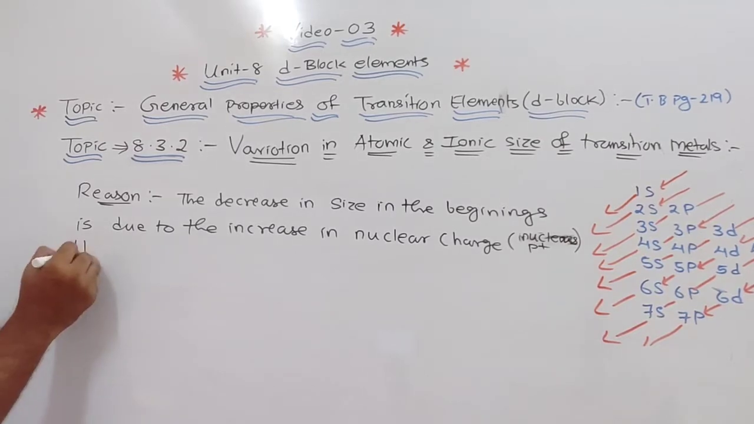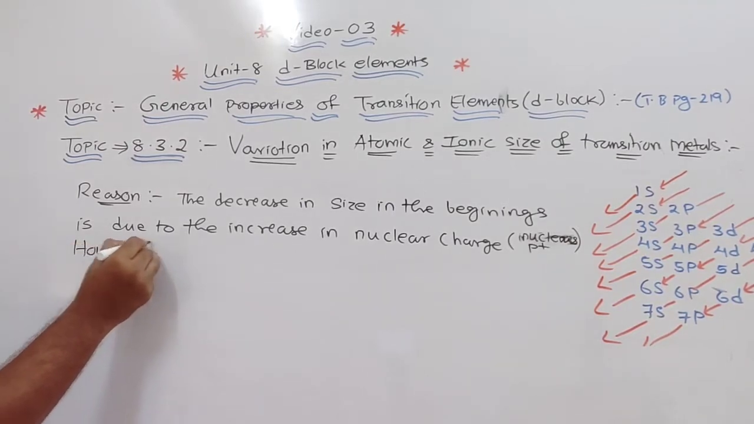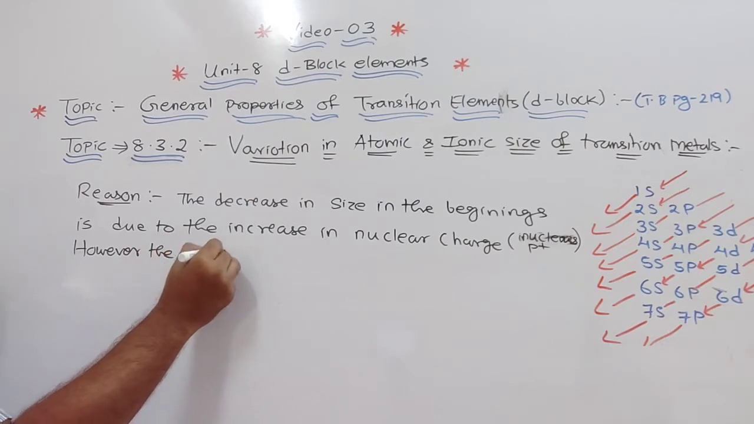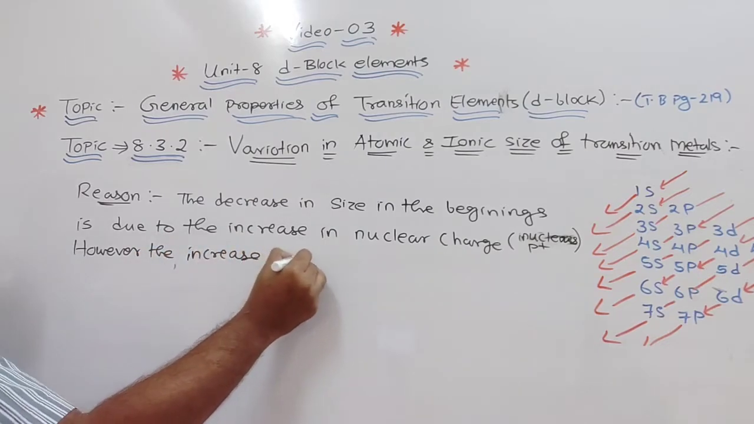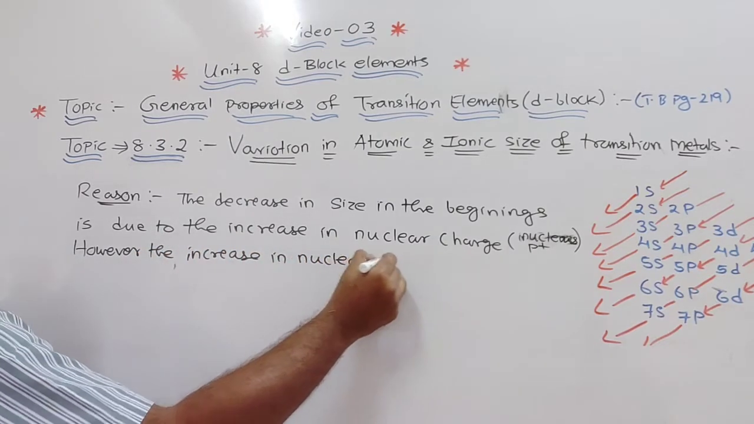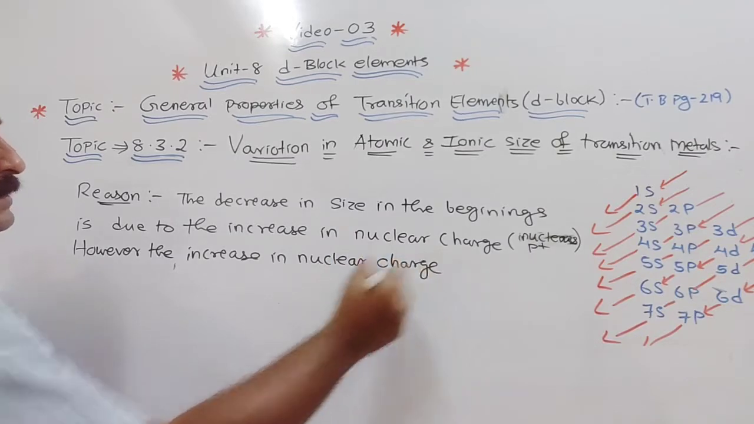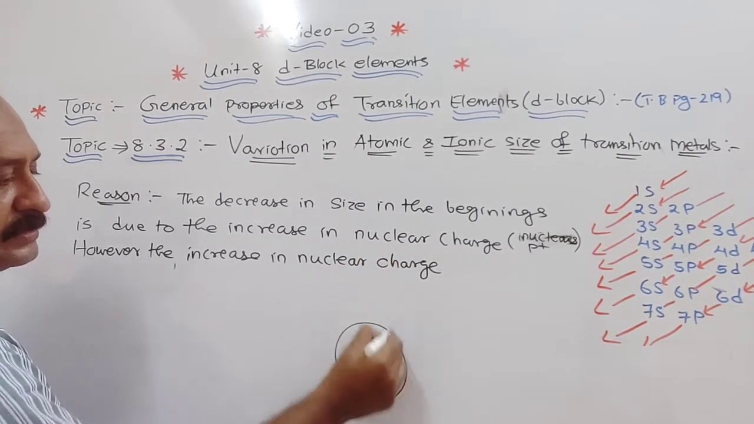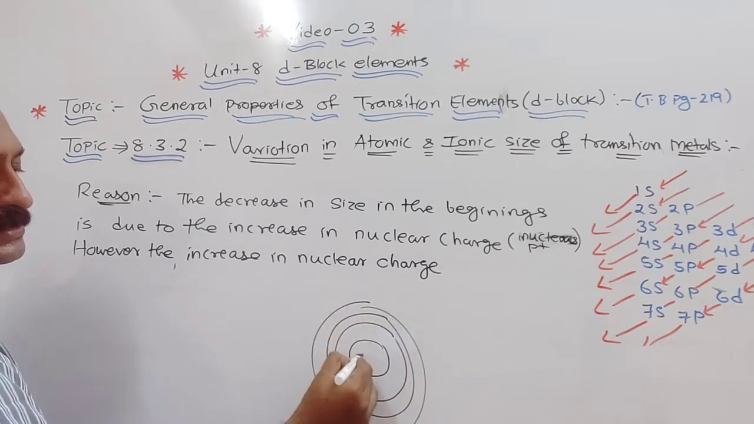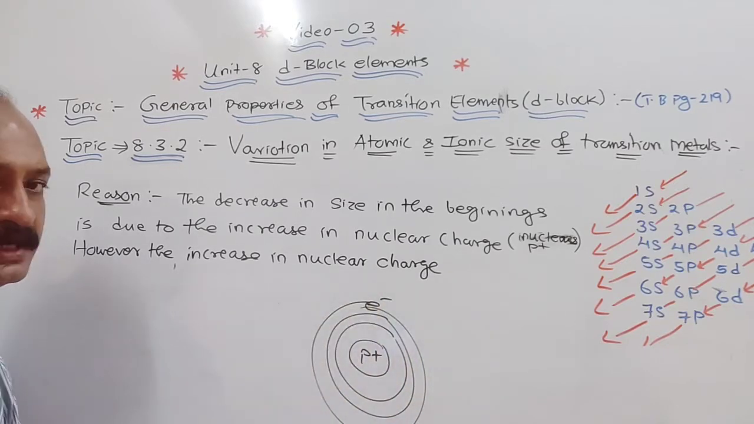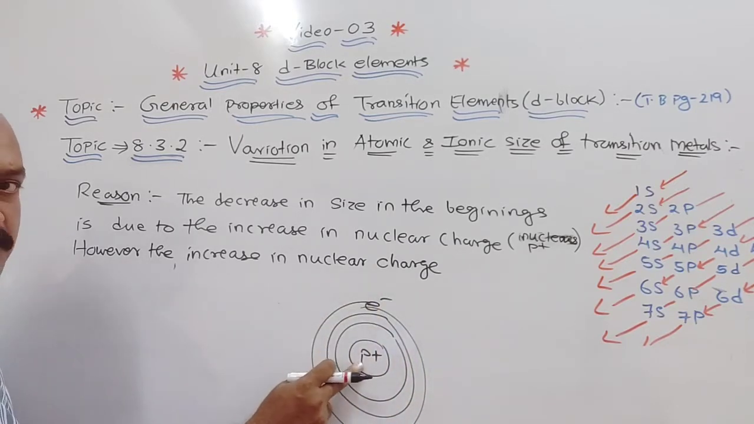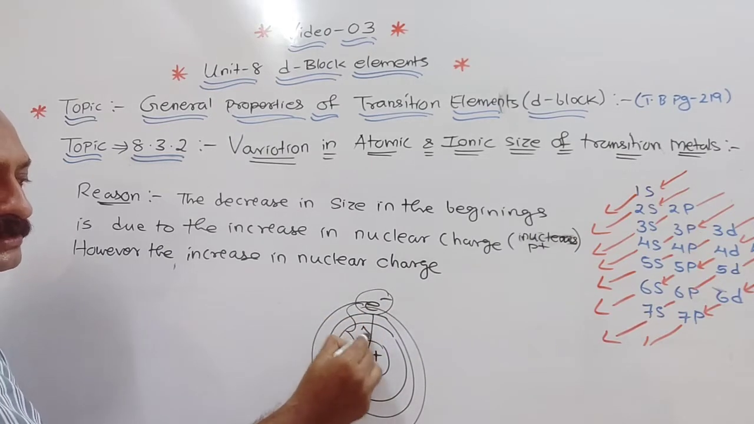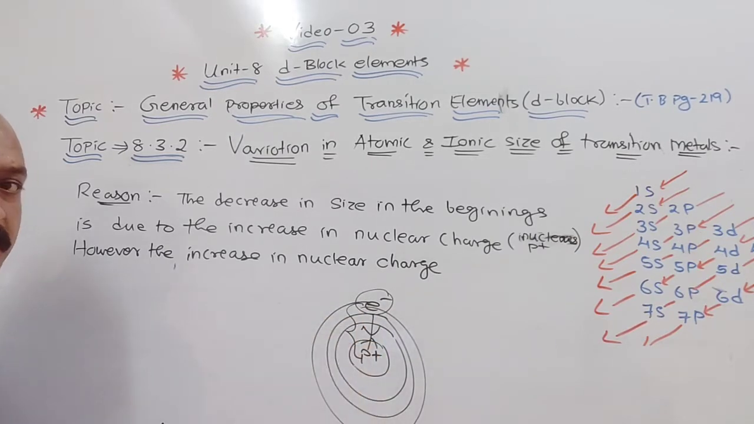However, what will the increase in nuclear charge do? Here you can see the shell: this is the proton and here is the electron. When the nuclear charge increases, the electrons also increase, and there will be an attraction between these two, the proton and the electron.